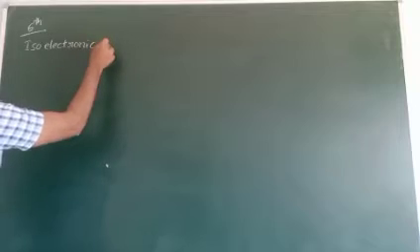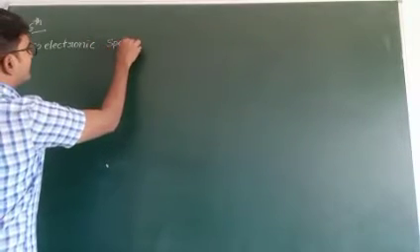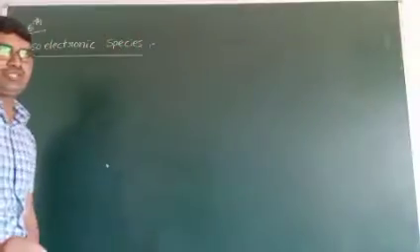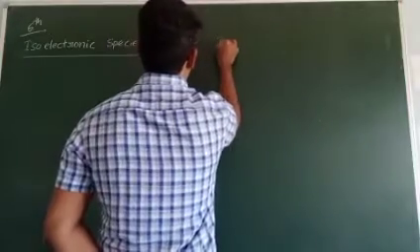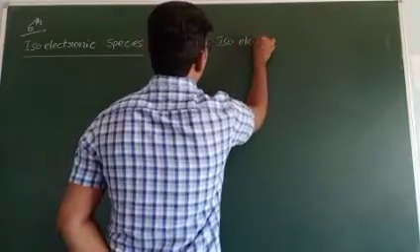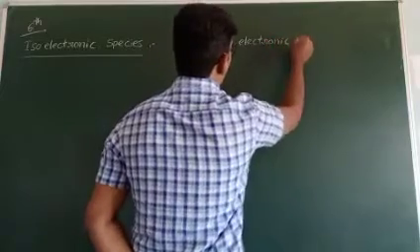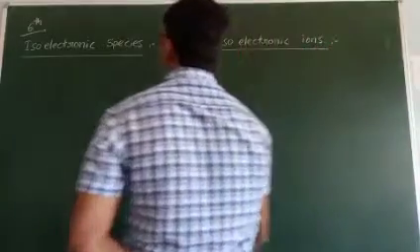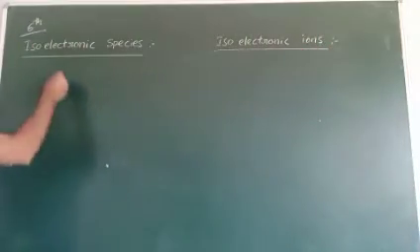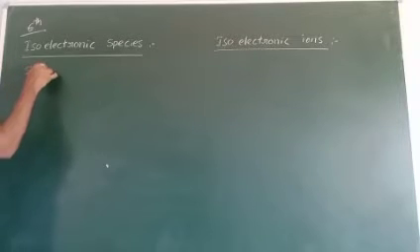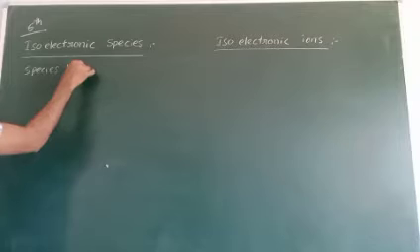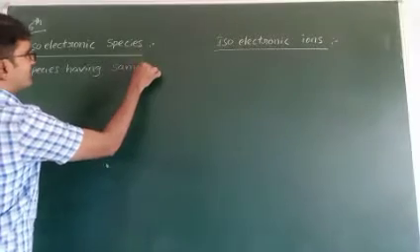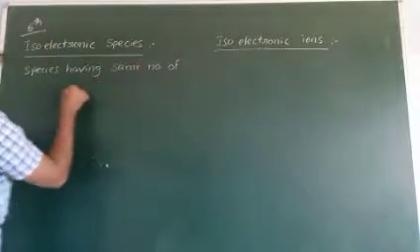Isoelectronic species. This type of word is used for this one. Another one is isoelectronic ions. Isoelectronic species means species having the same number of electrons.